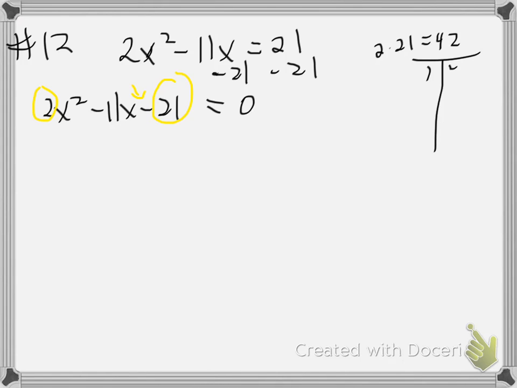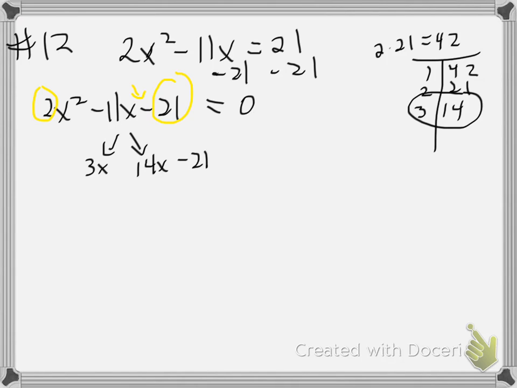So 2 times 21 is 42. Factors of 42 are 1 and 42. Well, those don't subtract to 11. 2 and 21. Those don't subtract to 11. And I've got 3 and 14. Well, 3 minus 14 is negative 11, and 14 minus 3 is 11. So this is the pair I want. And I'm going to do it by grouping. I'm going to just put 3x and 14x. Then I'm going to bring down the minus 21 and the 2x squared.